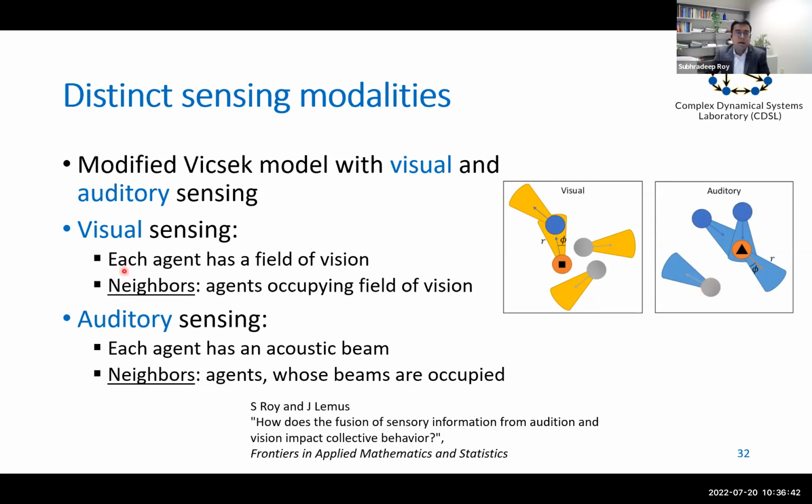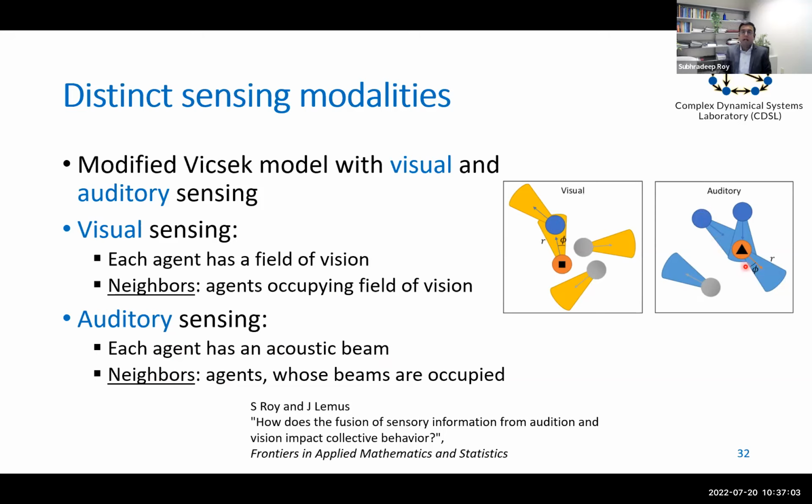So in a nutshell, these two distinct sensing modalities differ in how the neighbors are determined for each agent. For visual sensing, neighbors are the agents occupying the field of vision, for example the blue particle over here. In auditory sensing, neighbors are those agents whose beams cover the listener.